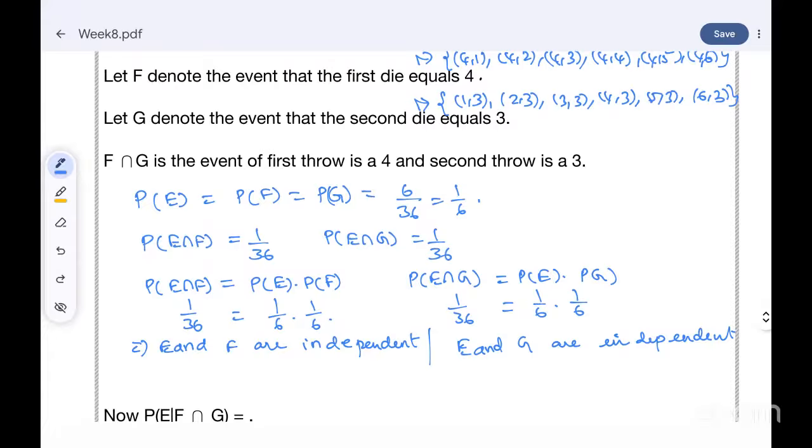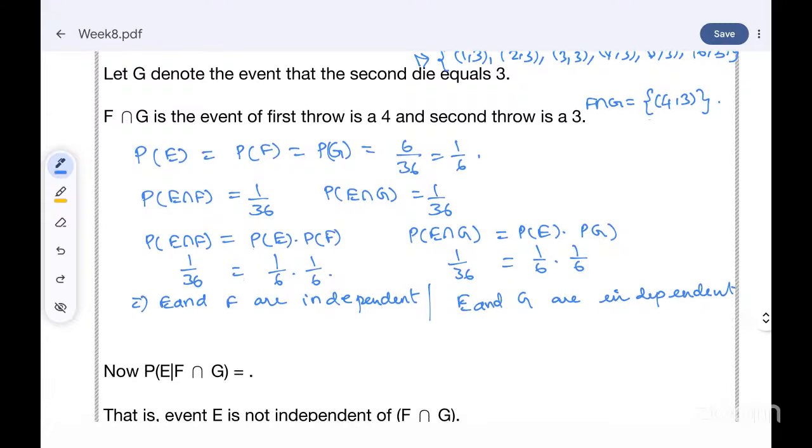Now, the question is, is E independent of F intersection G? Now, what is there in F intersection G? Only one element: (4,3). So now the question is, is F intersection G independent of E? So P of E given F intersection G should be the same as P of E. So now what is P of E given F intersection G?